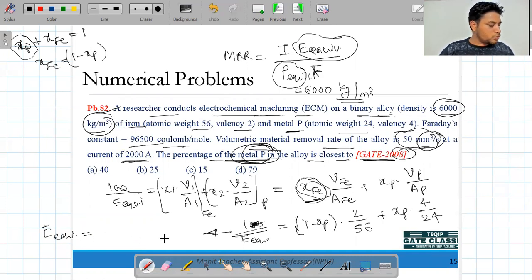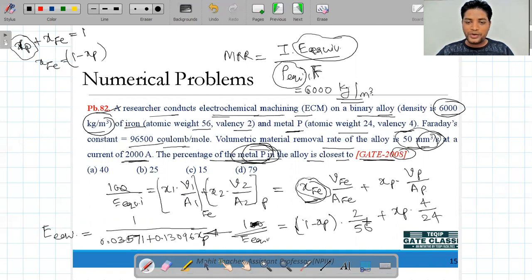And this will be equal to what I am getting, that is 1 upon 0.03571 plus 0.13096 into xp. So from here, first of all, you just divide this one, then this one, and take this value over to the bottom side, and then you will get this E equivalent.